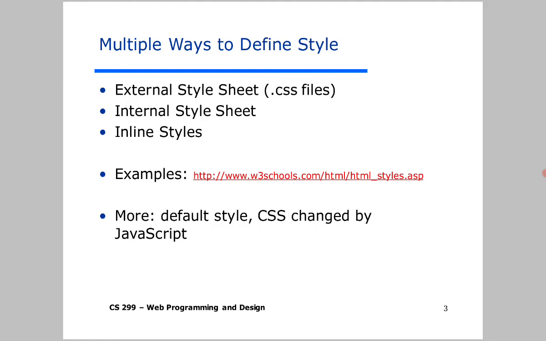Second one is internal style sheets. Internal style sheet means we may use the style tag within an HTML file for applying various settings. Third one is inline styles. Inline styles means these settings or styles can be used with individual HTML tags. So these are the three different types of style sheets or CSS files.